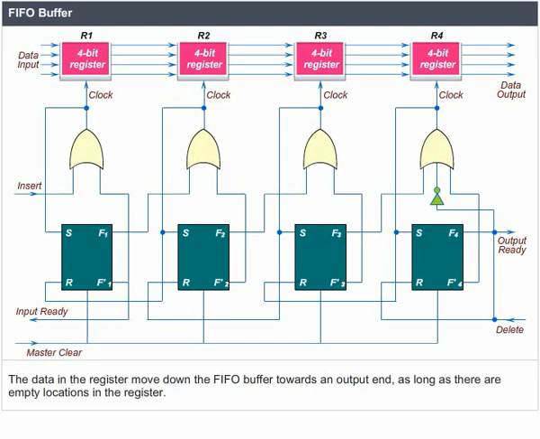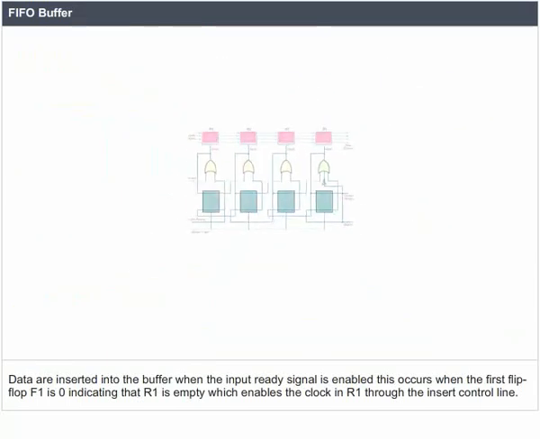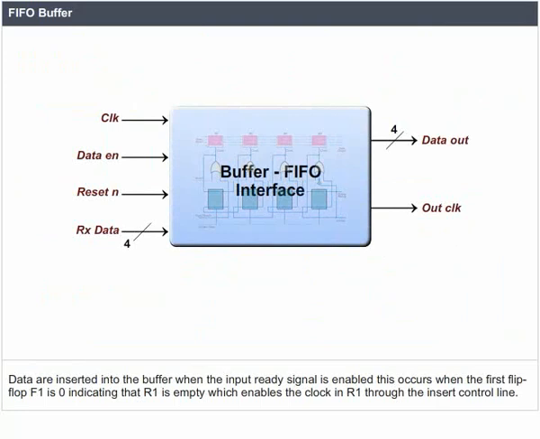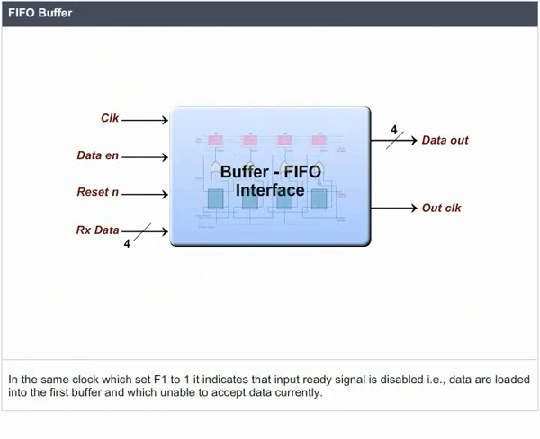The data in the register moves down the FIFO buffer towards the output end as long as there are empty locations in the register. Data are inserted into the buffer when the input ready signal is enabled. This occurs when the first flip-flop F1 is 0, indicating that R1 is empty, which enables the clock in R1 through the insert control line. The same clock sets F1 to 1, which indicates that the input ready signal is disabled. That is, data are loaded into the first buffer, which enables it to accept data currently.